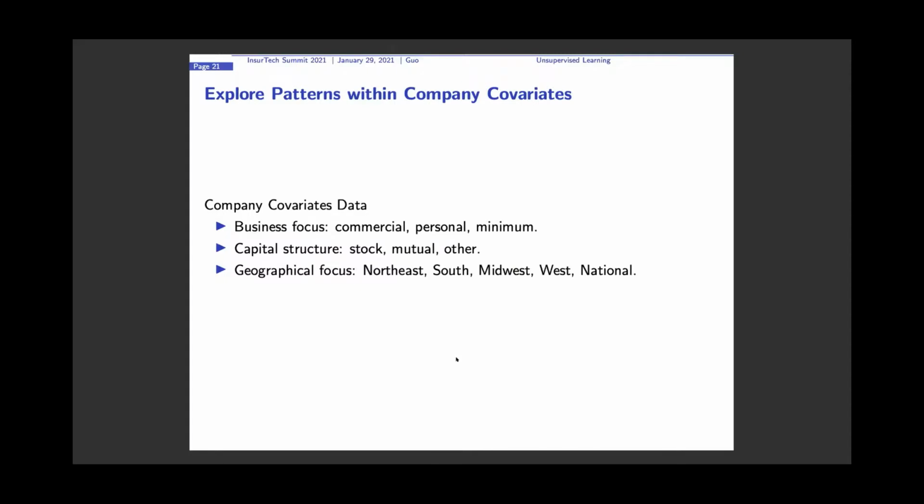Now we can also explore patterns within the company covariates as the second question. That's, for example, between companies with different business focus, different capital structure, and situated in different geographical areas, do they have similar or different loss development patterns?